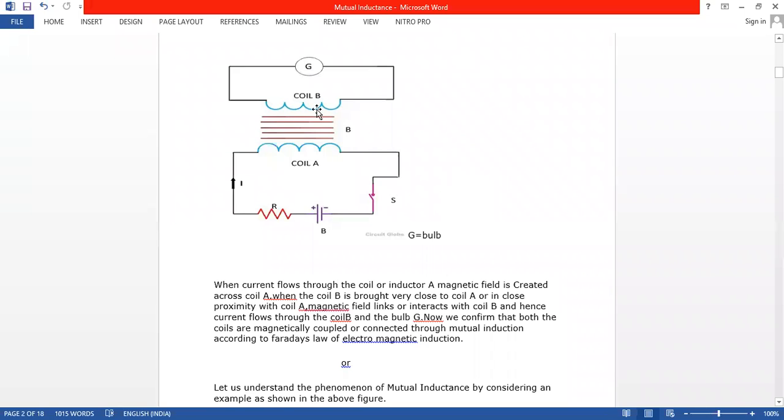But what is mutual inductance? If we are having one coil, current flows through how many coils, one coil or two coils? Only one coil. But magnetic energy is shared between coil A and coil B, that is inductor A and inductor B. I hope it is clear now. So mutual induction means if the magnetic energy is shared between two coils, it is called mutual induction. If the magnetic energy is not shared between the coils, it is called self-induction.